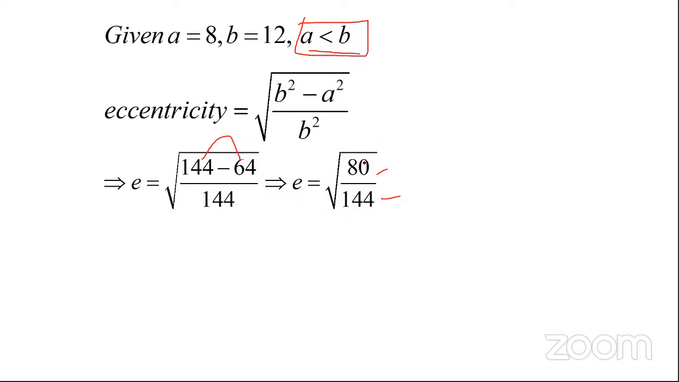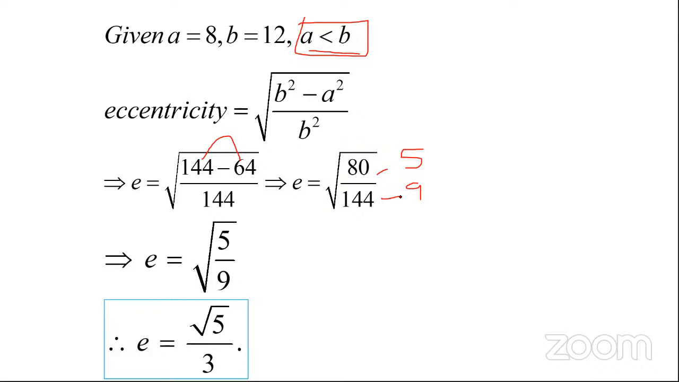So 16 fives are 80 and 16 nines are 144. Then you will get e equal to root 5 by 3. So this is how we find the eccentricity for the given question. Okay.